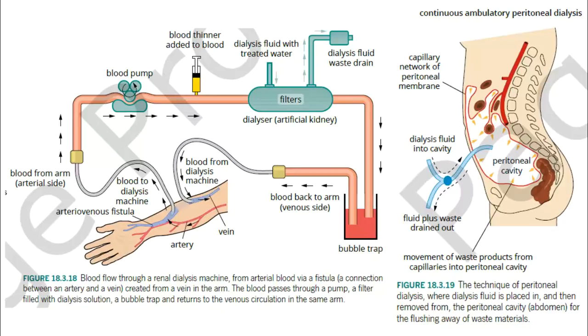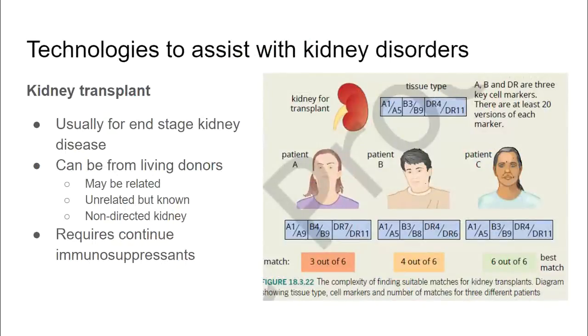Here on the left, we see a renal dialysis machine, and we can see that outside the body is where the filtration and reabsorption is happening before the blood is returned to the body. So we're taking out any of the waste products we don't need. On the right, we have peritoneal dialysis, where dialysis fluid is placed in and then removed from the cavity of the abdomen for flushing away of waste materials.